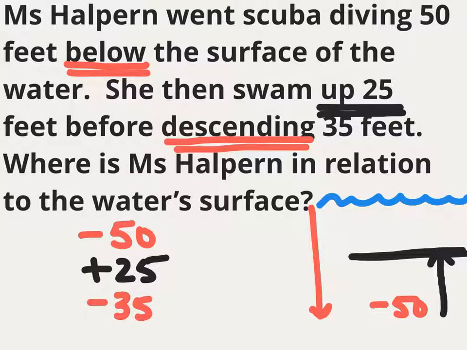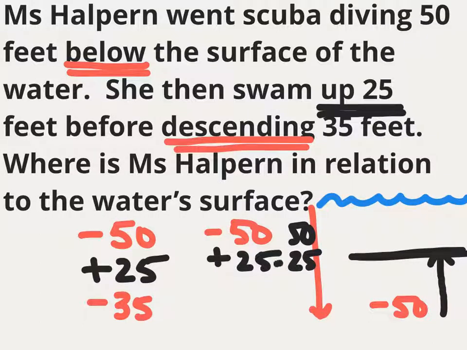So if I combine negative 50 and positive 25, when I combine integers that have opposite signs, I subtract their absolute values. So the absolute value of negative 50 is 50. The absolute value of positive 25 is 25. If I subtract those, 50 minus 25 is 25. And I take the sign of the bigger number. 50 is bigger than 25, and the 50 was negative. So when she swam up 25 feet, she's now 25 feet below the surface, or at negative 25.